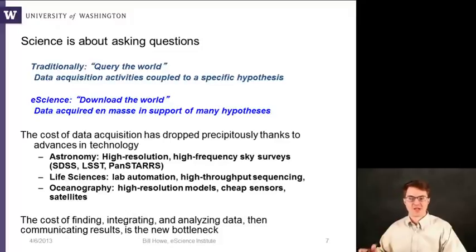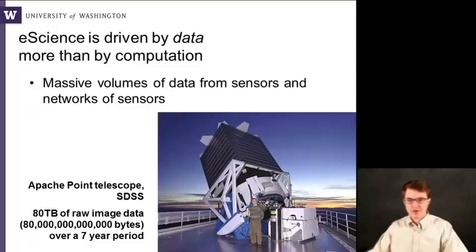And in the life sciences you have laboratory automation and you have high throughput sequencing. In oceanography, the sensors are getting cheaper. The models, thanks to Moore's law and advances in computing, the simulations you can run are getting bigger and higher resolution, and therefore producing larger and larger amounts of data, and so on. And so, the rate at which data can be produced has far outpaced the rate that we can analyze it or come up with the questions we need to ask about it. And this suggests a new approach to science. So let me give you some examples. So we've said that eScience is driven by data more than by the computation.